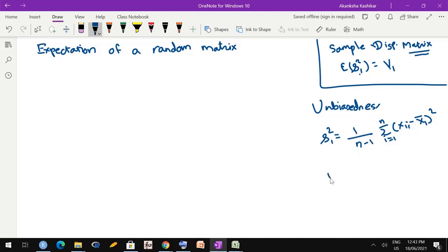So we know that expectation of S1 square actually becomes sigma 1 square. This is traditional notation. So S1 square we say is unbiased for sigma 1 square. Is it okay up to this point?